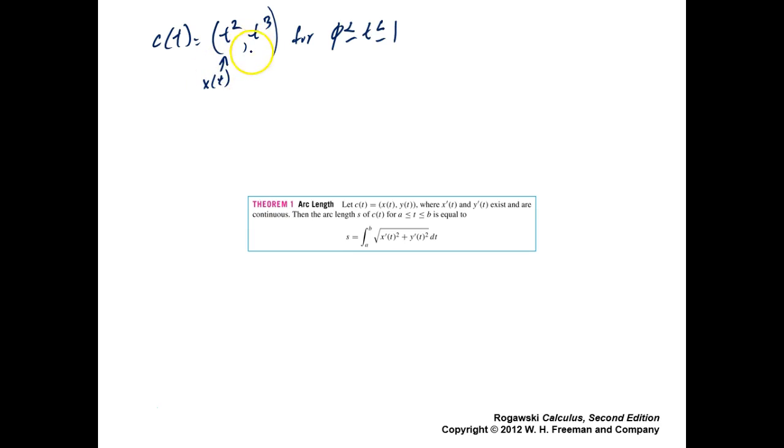It's your x of t, and t cubed is your y of t. What do we have to do before we can calculate an arc length? Yes. x prime of t is going to be what then? 2t, and y prime of t, 3t squared.